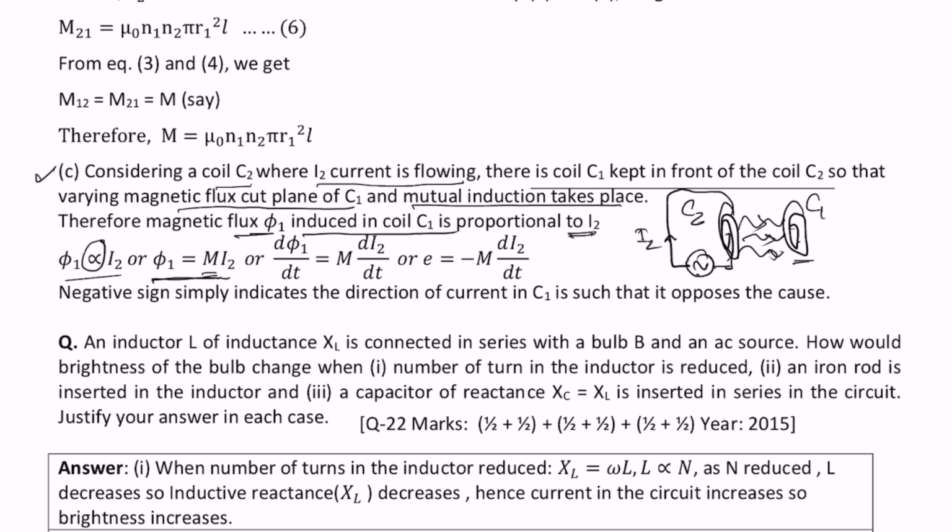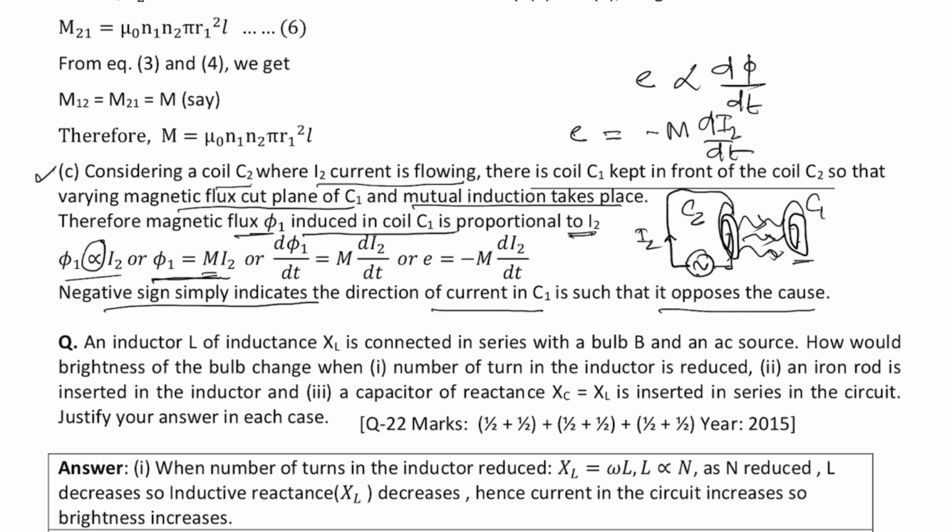Now the EMF induced is proportional to d phi by dt, correct? So EMF is equal to minus d phi by dt, which we have already found, so minus M dI2 by dt. This is the induced EMF. Now the negative sign simply indicates that the direction of the current in C1 is such that it opposes the cause. I will explain this part now. Let us remove this.